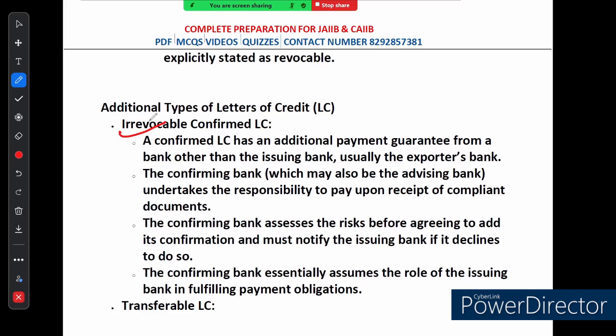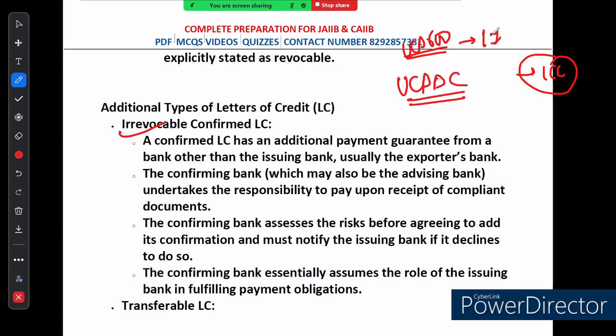So the rules that govern the LC, known as UCP or Uniform Customs and Practice for Documentary Credits, also called UCPDC, were created by whom? They were created by the ICC. Who is the ICC? The International Chamber of Commerce, and the latest version is called UCP 600, in effect since 1st July 2007. These rules ensure that LC transactions are handled consistently and fairly around the world, right?